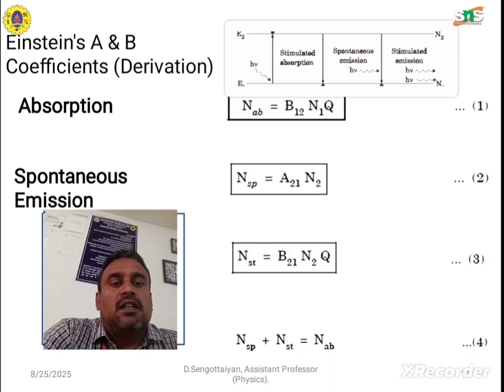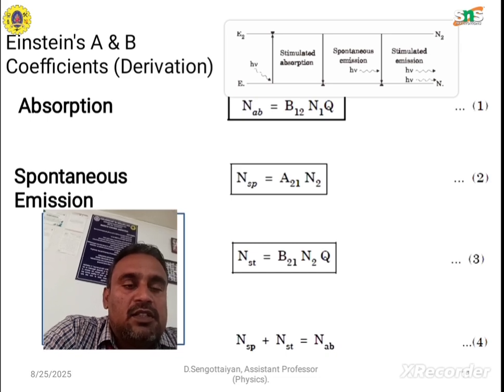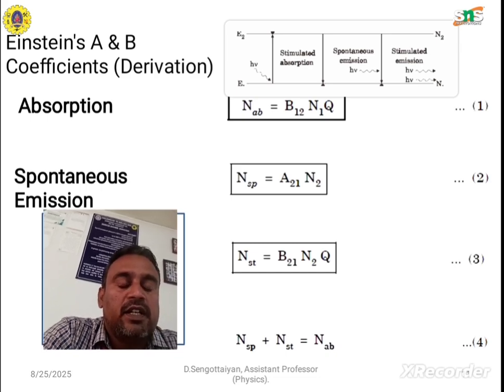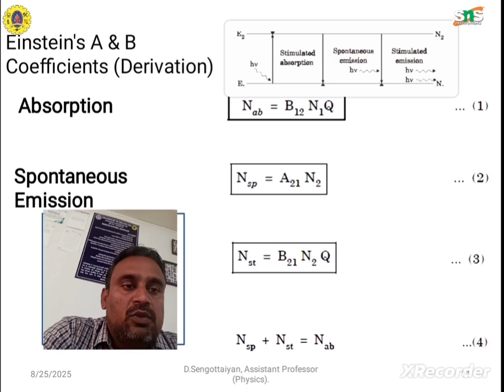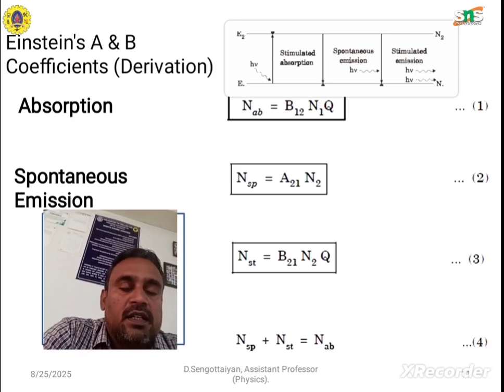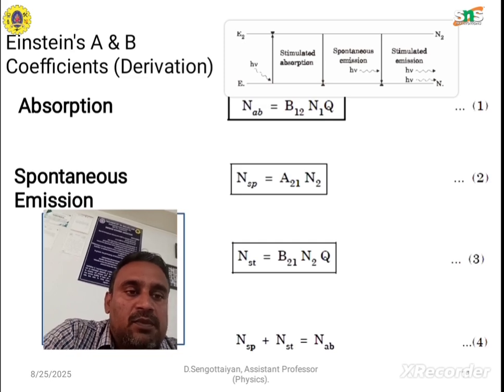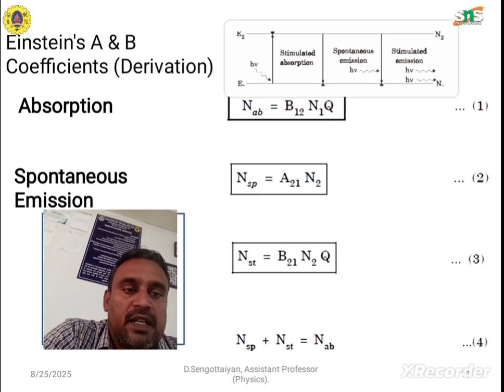Then the second emission, which is very simple, the stimulated emission, requires external energy. Triggered photons move from the excited state to the ground state. Then N stimulated, NST, is equal to B21, where B means Einstein coefficient and 21 means second state to ground state, times N2, the number of atoms in the excited state, times Q, the incident radiation or external force. So finally the absorption is equal to emission. So N absorption is equal to N stimulated NST plus N spontaneous NSP.